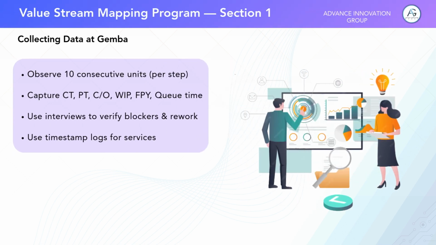When collecting data for value stream mapping, we always go to the Gemba, the actual place where work happens. Observe around 10 consecutive units for each process step to get reliable data. Record key metrics such as cycle time CT, process time PT, changeover CO, work in progress WIP, first pass yield FPY, and queue time. Use interviews to confirm issues like rework or blockers, and for service processes, rely on timestamp logs to track real-time delays. This ensures that our VSM data reflects reality, not assumptions.